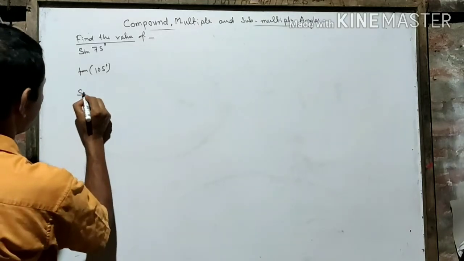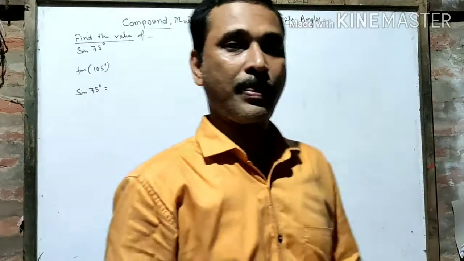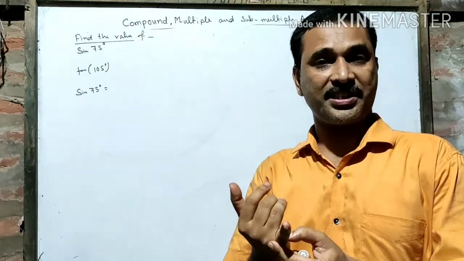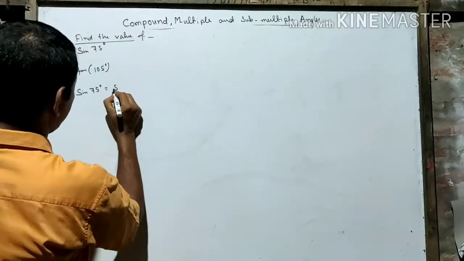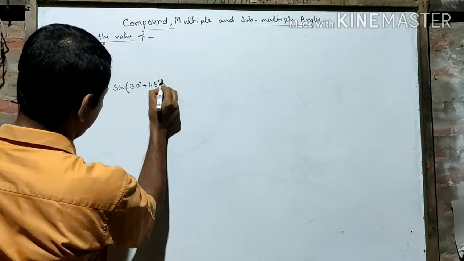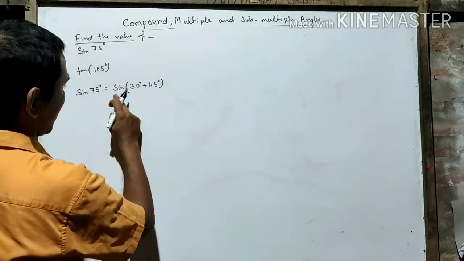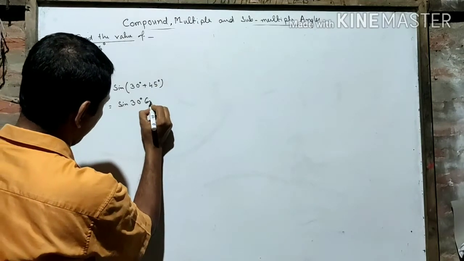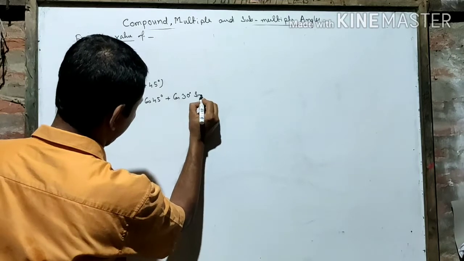So how to find sine 75? First of all, we don't know the ready-made formula. What we know? We know the values for 0 degree, 30 degree, 45 degree, 60 degree and 90 degree. These are the standard angles. So we may express 75 degree as a compound angle, 30 degree plus 45 degree. Now this is in the compound form, a plus b form, sine of a plus b. You expand it. Sine a plus b is equal to sine a cos b plus cos a sine b.